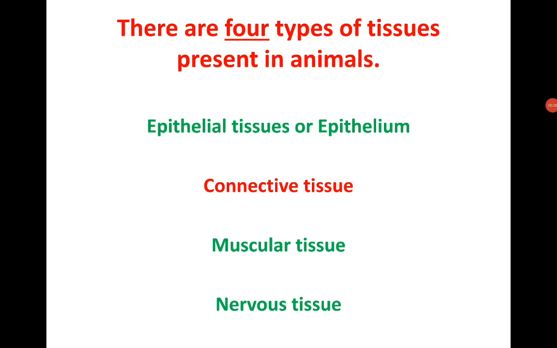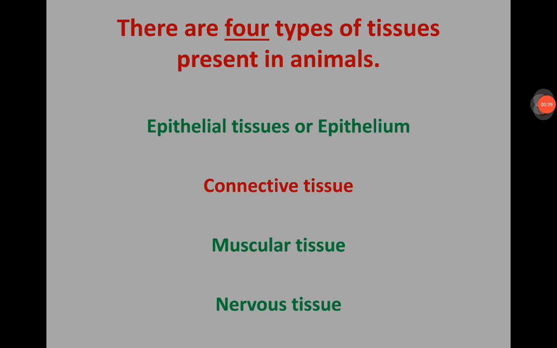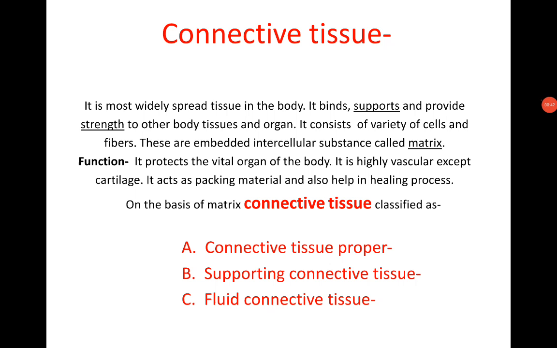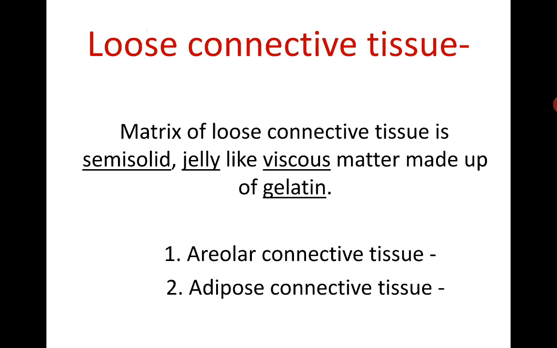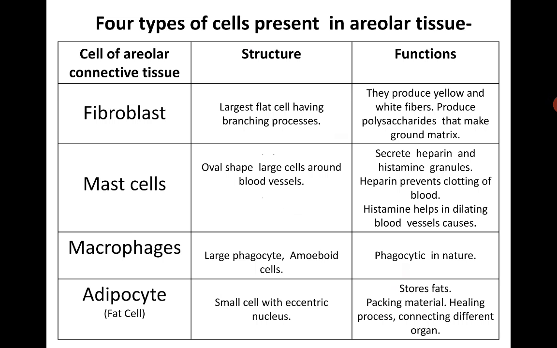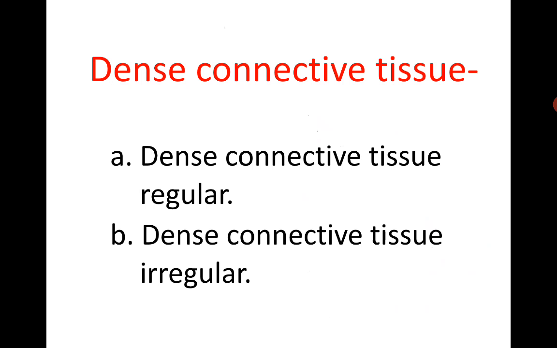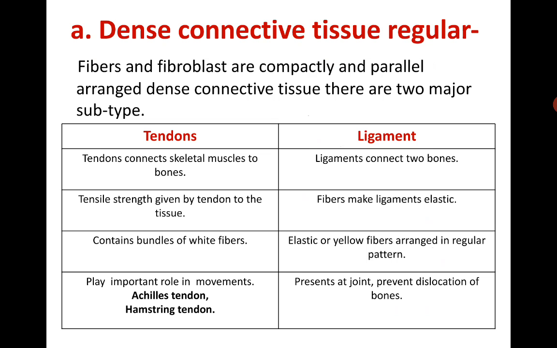Last lecture we started the second type of tissue, connective tissue. There are three major types of connective tissue: A. connective tissue proper, B. supporting connective tissue, C. fluid connective tissue. Connective tissue proper is divided into two parts: loose connective tissue, which includes areolar connective tissue and adipose connective tissue. Then the second part, dense connective tissue, is divided into two parts: dense connective tissue regular and dense connective tissue irregular.